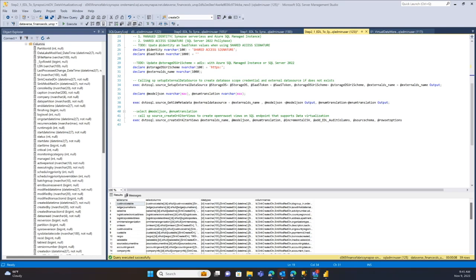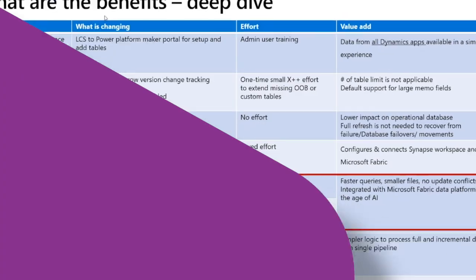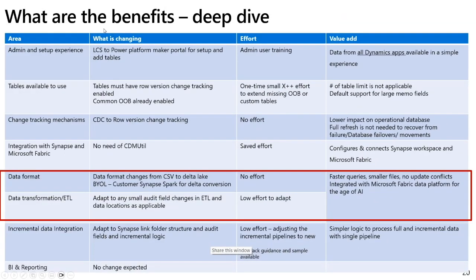There are a few more slides, right, Milinda? You want to go back to those? Yes, I think we covered the cost at a high level, JJ. Now we are double-clicking on the cost. So this is a deep dive of the cost or the benefits. Essentially, what we've described is that switching from CSV to Parquet format results in faster queries, smaller files, and no update conflicts.